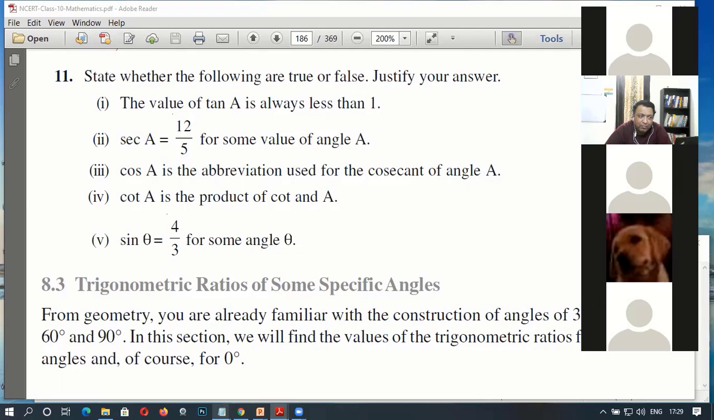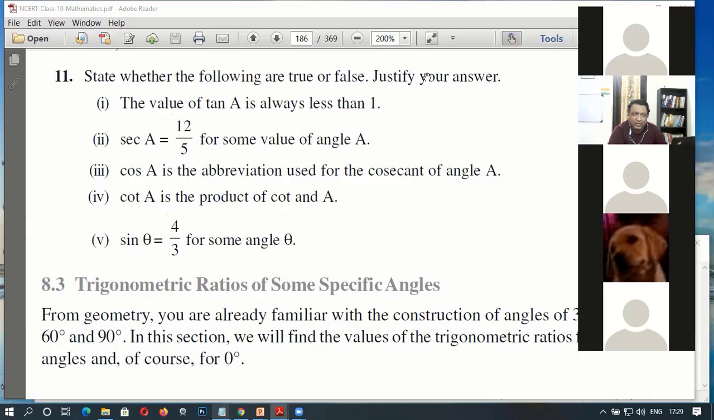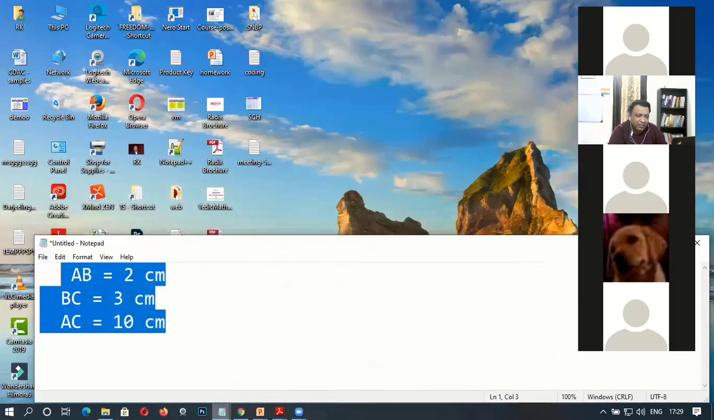Sir, because the maximum value sin can take is 1, right? Yes, sir. Remember, sin 90 is 1. It cannot go more than 1. Yesterday we did that, right? Yes, 4/3 is greater than 1. Right. Let's try some more questions, guys.